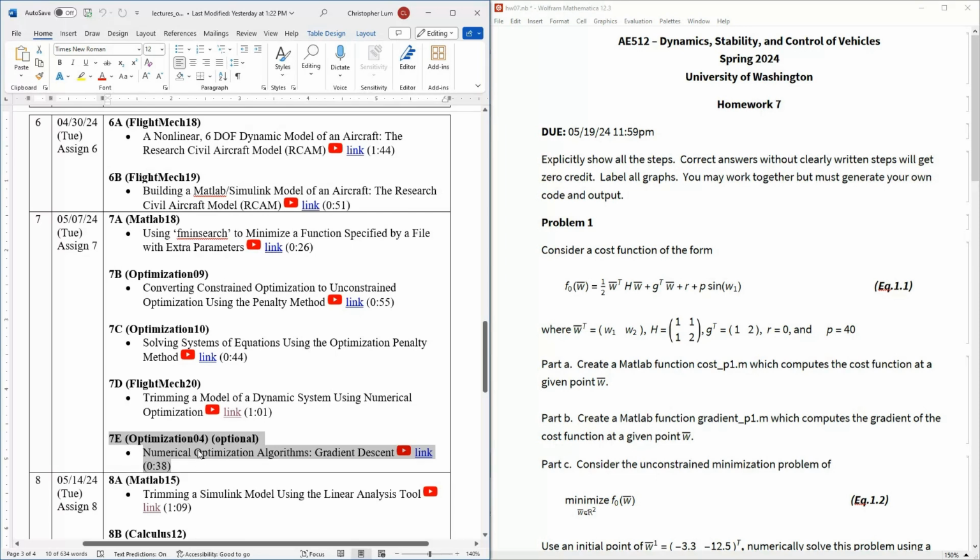Now, that being said, I would like to introduce some new optimization ideas. So that's what these first three videos are. So let's talk about these. These look at optimization, again, from sort of a sterile mathematical perspective. So forget about flight mechanics, forget about aircraft. This is just talking about mathematical optimization.